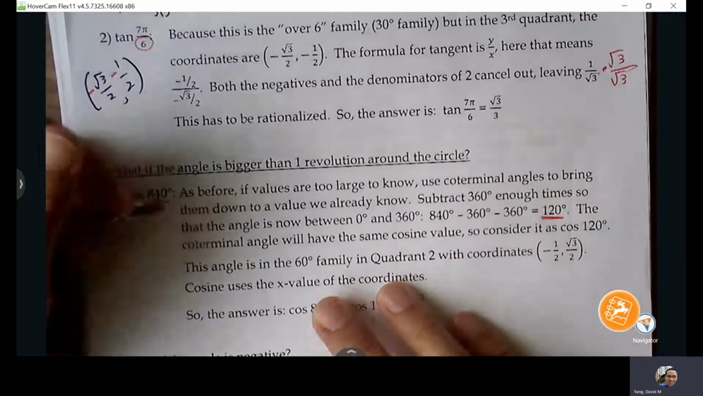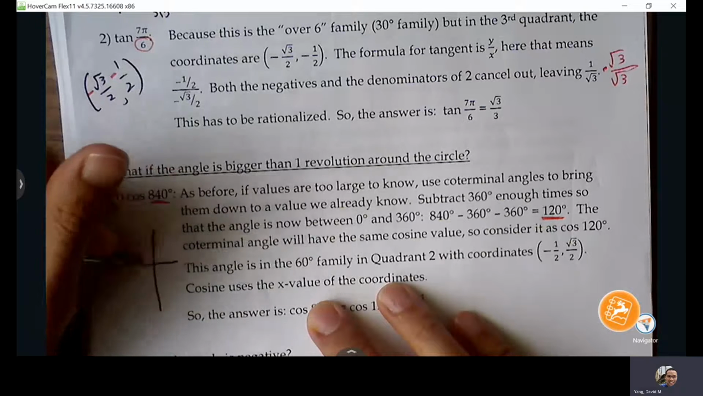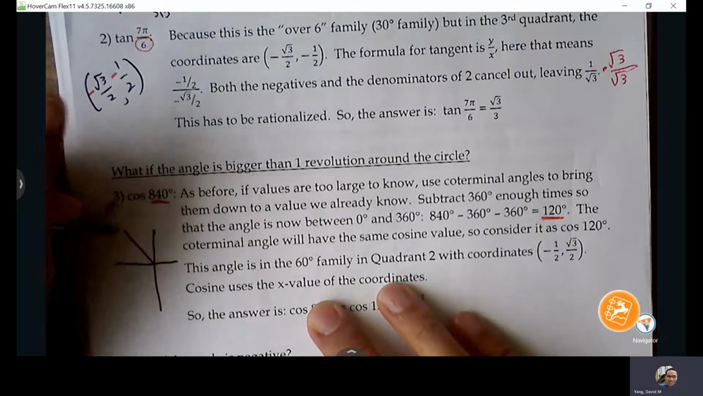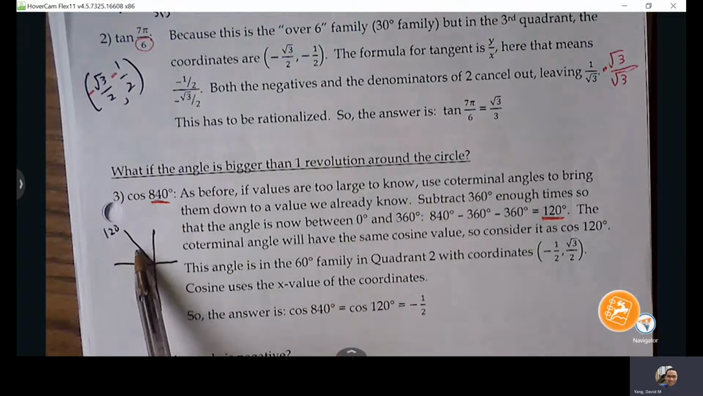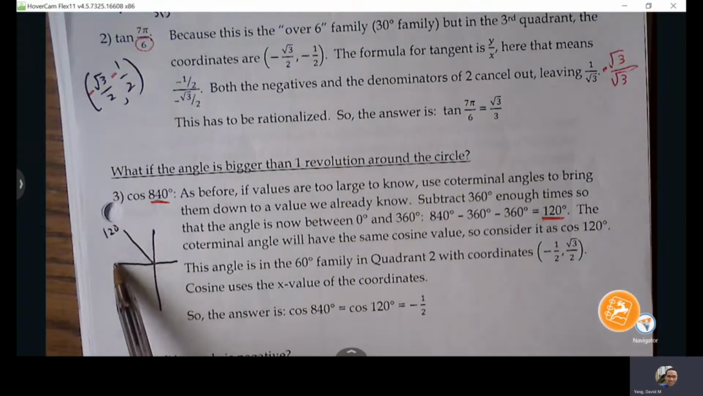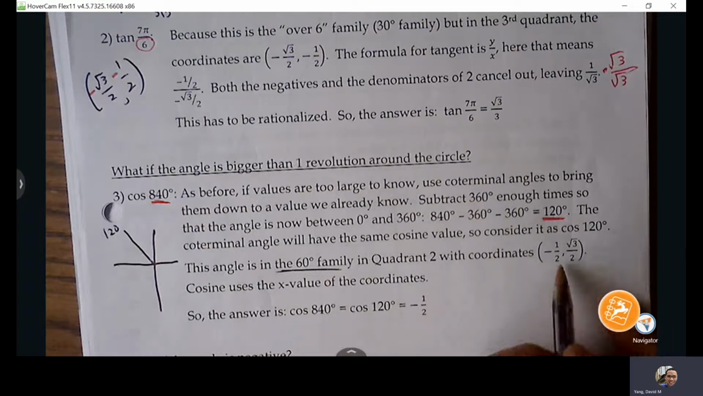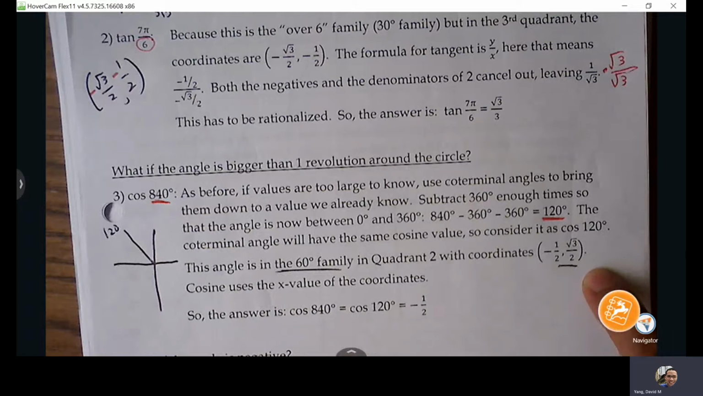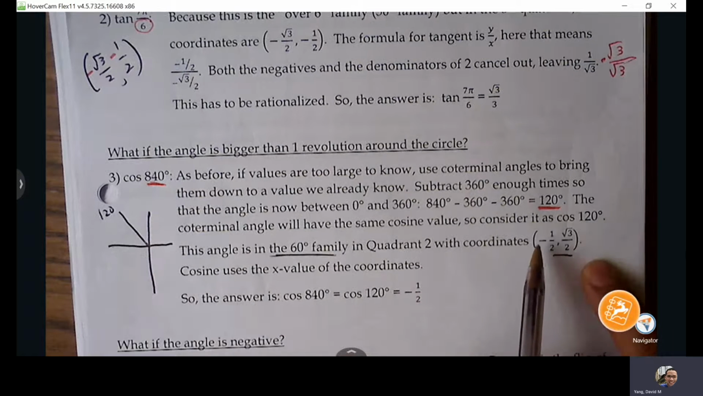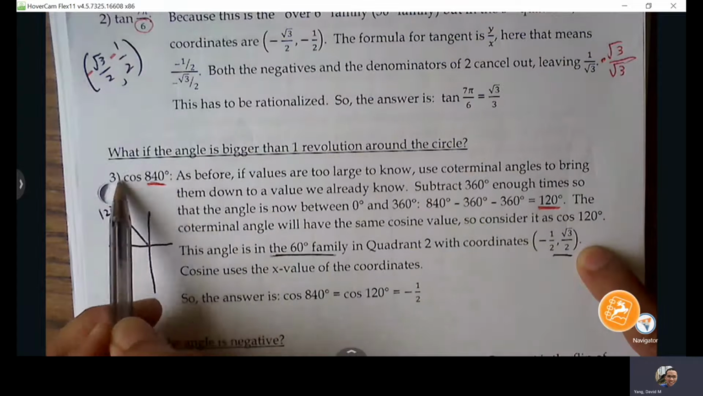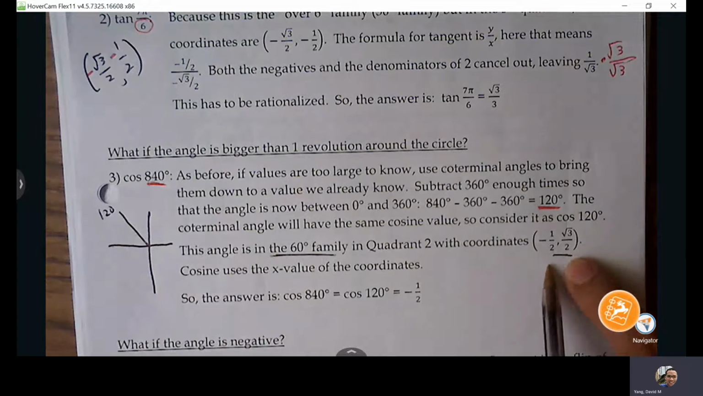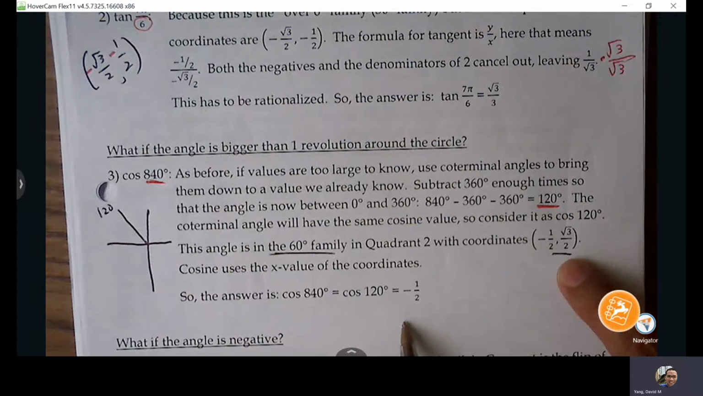I know that's in the second quadrant, and if I just put that 120 there, I should be able to quickly identify this is part of a 60-degree angle family. So I know that 180 minus 120, my reference angle is 60. If it's 60, I know my ordered pair is going to be 1/2, root 3 over 2. Second quadrant, I know it's negative, positive. And so therefore, I'm targeting cosine, which is the x value. So the cosine is simply negative 1/2.